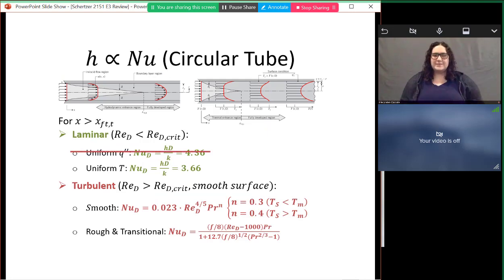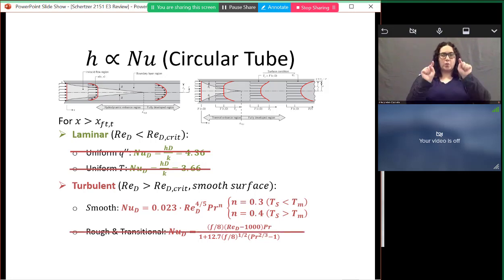Because it's turbulent, I know that I don't use these laminar correlations. We said this when we were doing this, but I'm going to try to never use this rough and transitional correlation. It's just a bit of a bear to work with, right? So I'm going to use the smooth pipe. I guess maybe I should have written in my assumptions that this is a smooth pipe, which would be a reasonable assumption to write down. But now I've got to pick the value for n, the exponent on my Prandtl number.